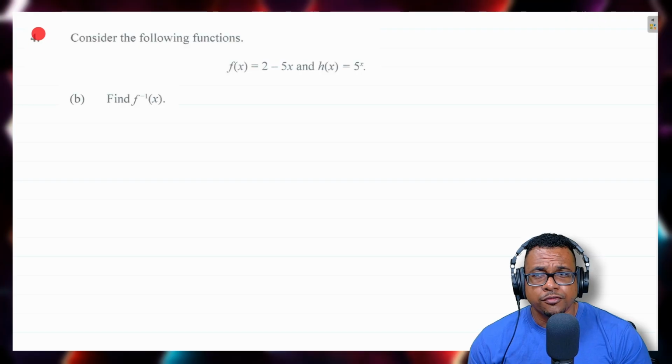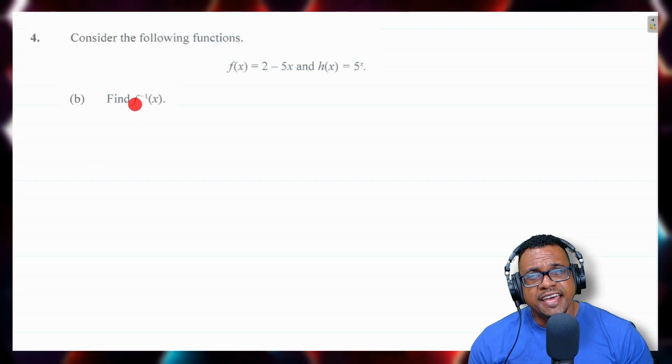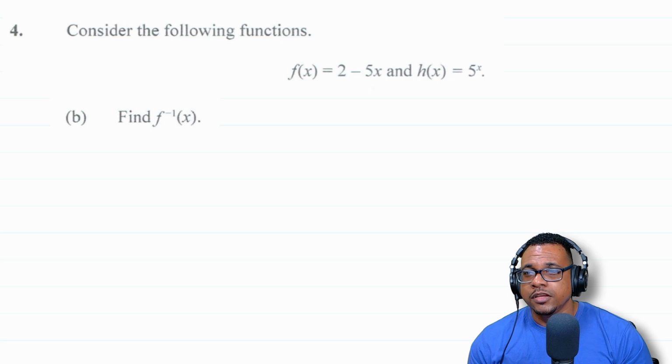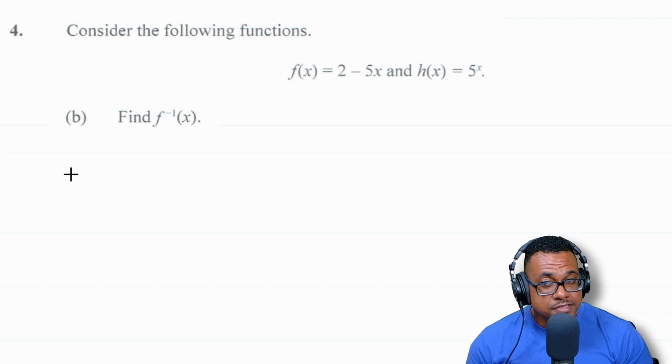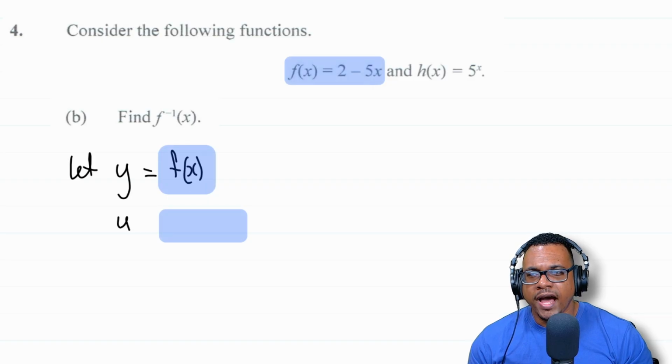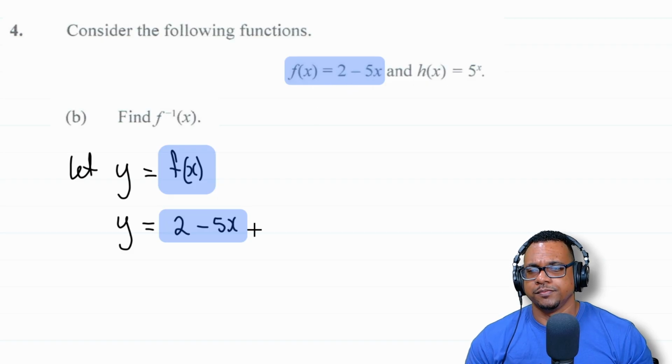Now moving on to question 4 part B, we want to find f inverse x. So we're dealing with the function f of x. So to find the inverse of any function, we're going to let y be equal to the function. So the first thing we'll do is say let y be equal to f of x. So therefore, y is equal to 2 take away 5x, because that's what f of x is equal to.